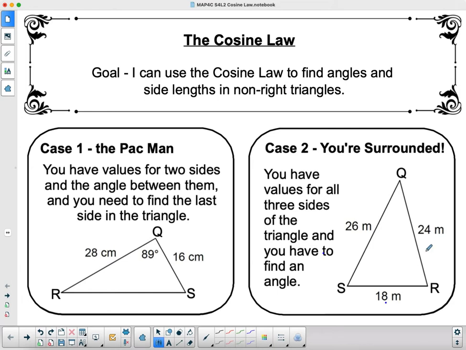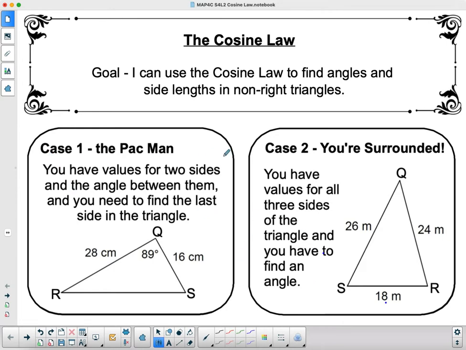Now the reason we're learning cosine law is because there's two situations that sine law will not do for. And we found out yesterday that sine law has to be used if you have an angle and a side across from it that both have numbers on it.